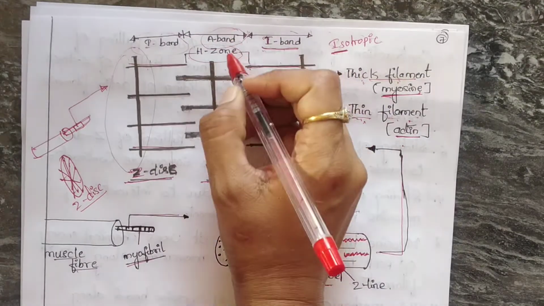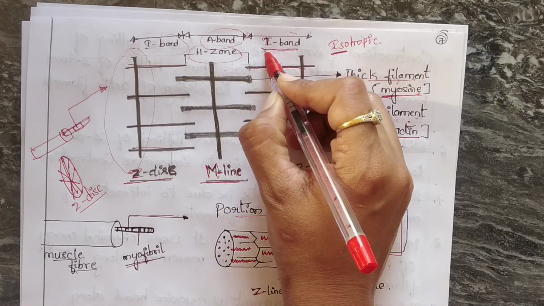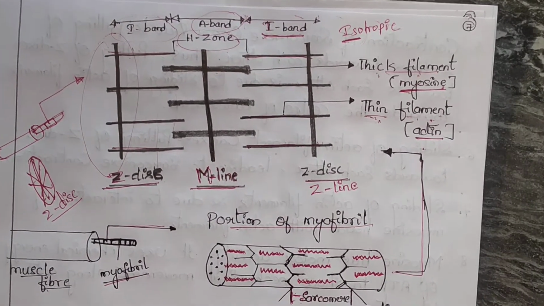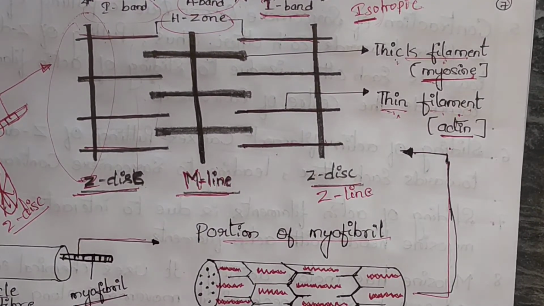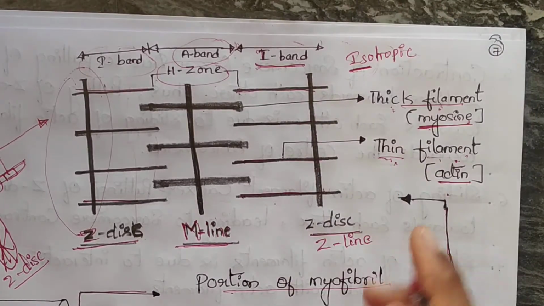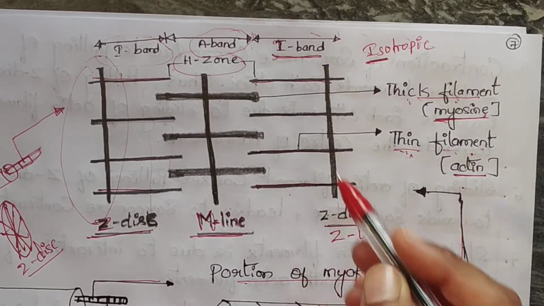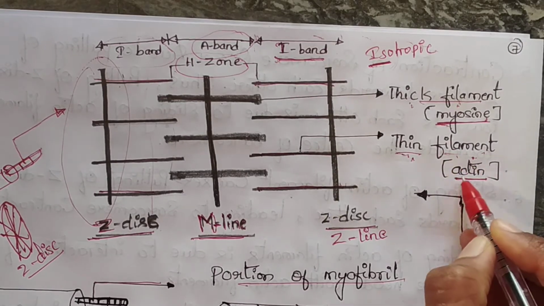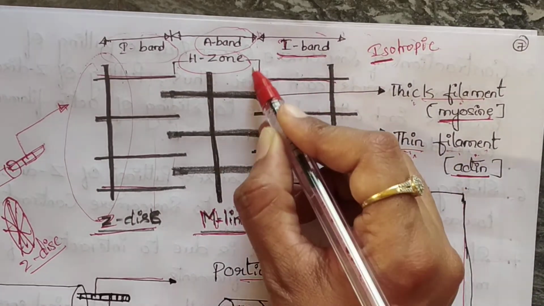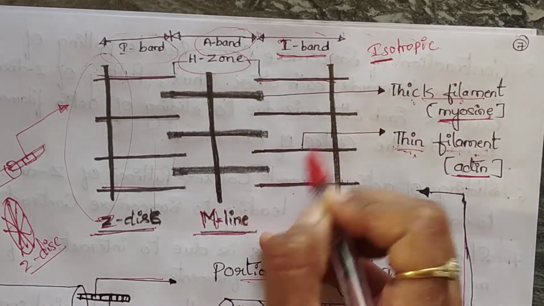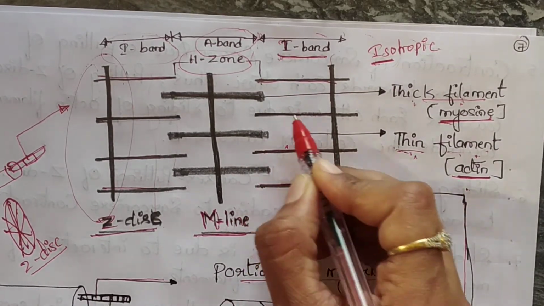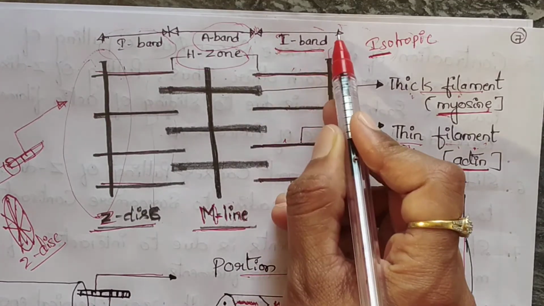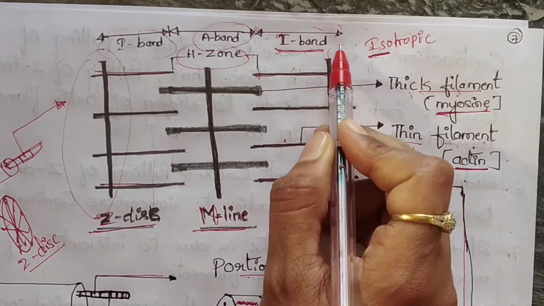And this I band you can see in the diagram itself. The I band is a peripheral band, and it is a lighter band. It contains actin filaments, that is thin filaments. This region you can observe in the diagram. These are called thin filaments. This portion actually forms the I band region.